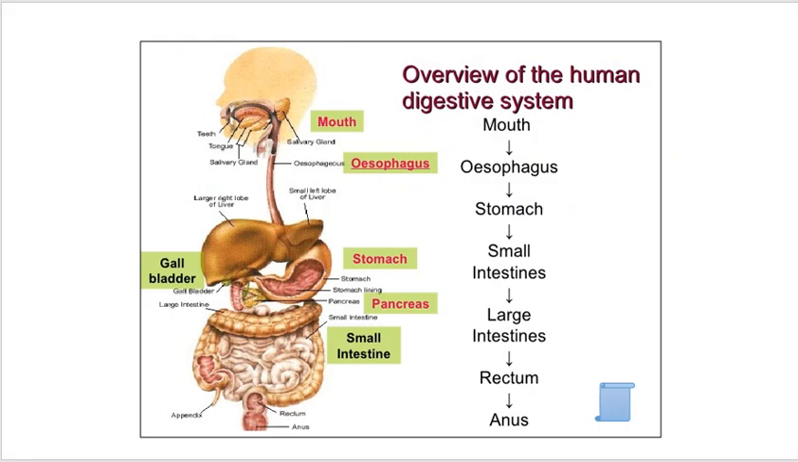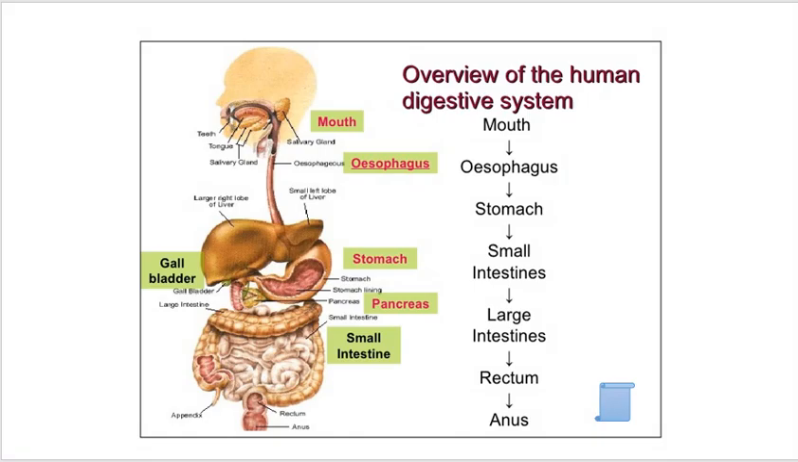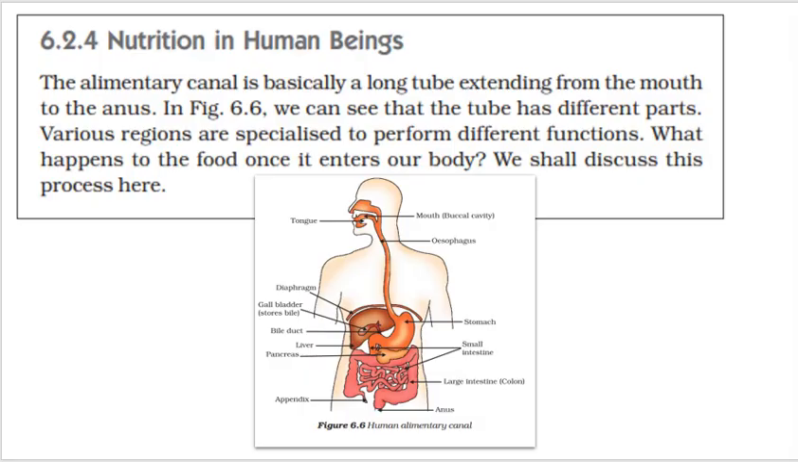Here we already discussed that. First is the mouth, esophagus, stomach, this is the small intestine, then the large intestine and rectum and the anus. And here you have to learn about other parts, that are the gallbladder and also the bile duct. Clear? So before starting, we all have to learn first of all the functions of all the organs. So let's start the nutrition in human beings.